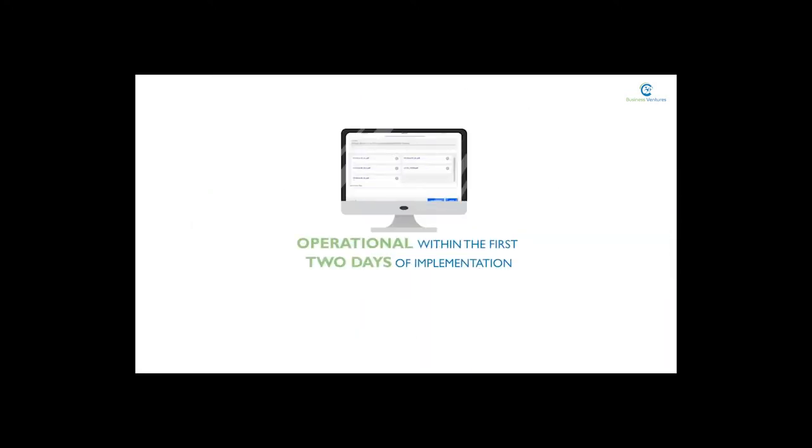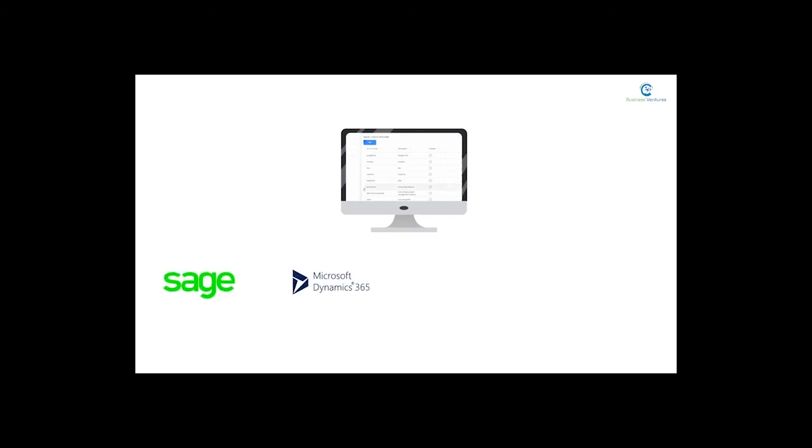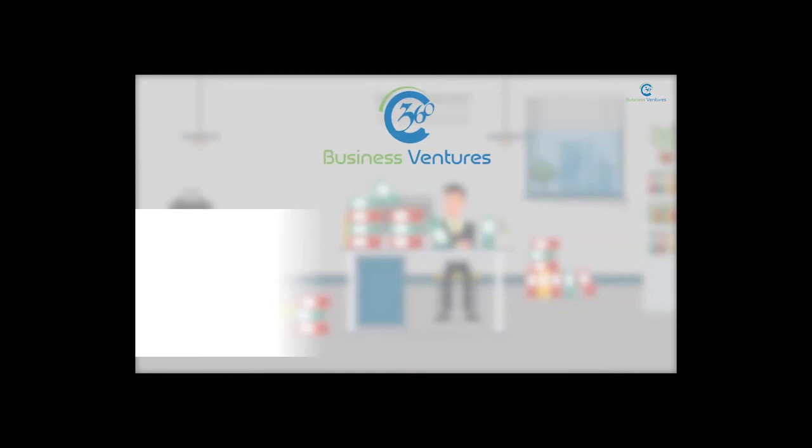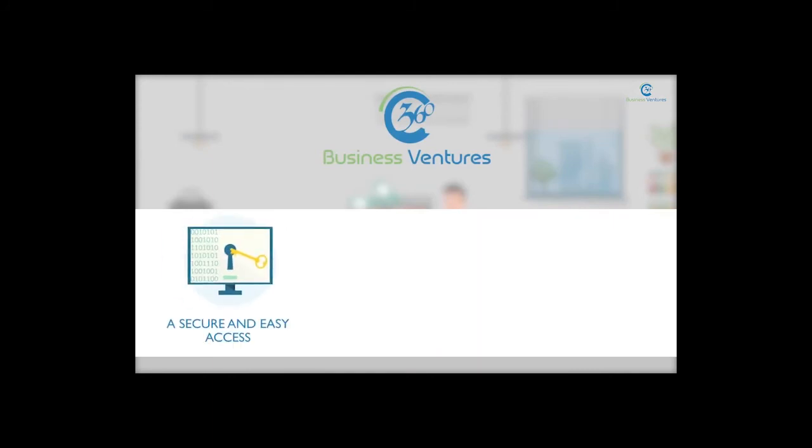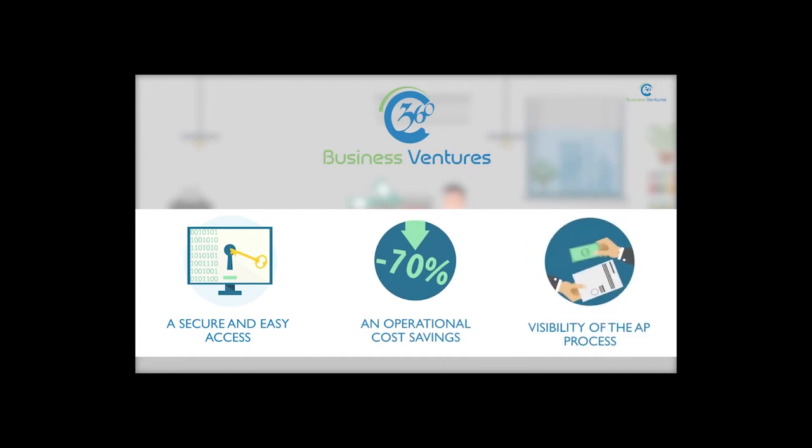eDoc 360 has a pre-built configuration, making it easily operational within the first 2 days of implementation. It integrates with several ERP systems including Sage, Dynamics NAV, AX, QuickBooks, and SAP. eDoc 360 also provides secure and easy access to information within seconds, an operational cost savings of over 70%, and mastery and full visibility of the AP process.